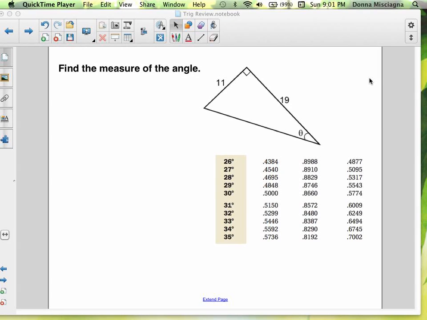Now let's figure out how to solve this problem. We want to find the measure of the angle theta there. The first thing you always do when you're trying to figure out how to solve an angle measure is figure out which trig function you need.